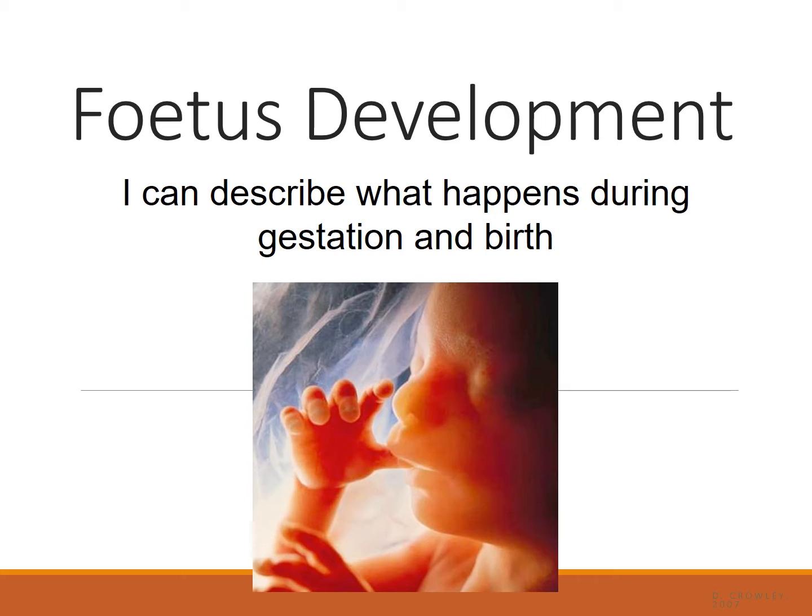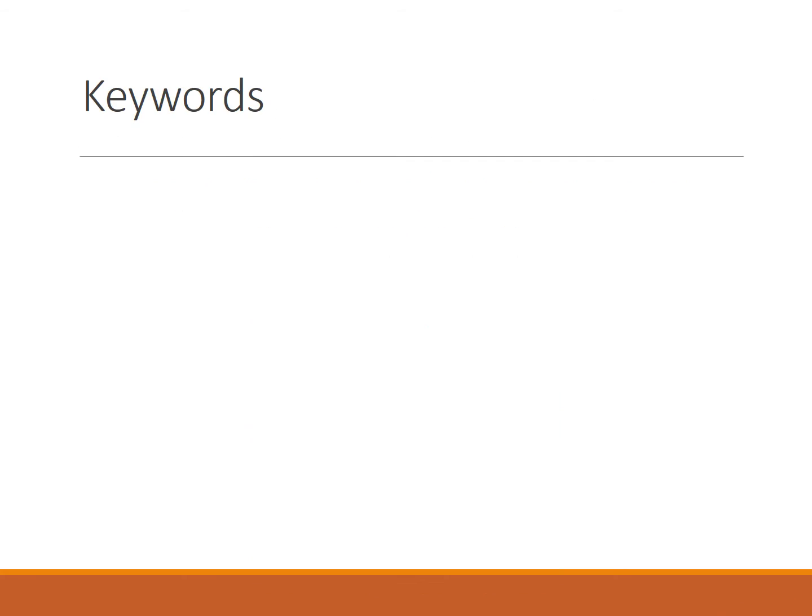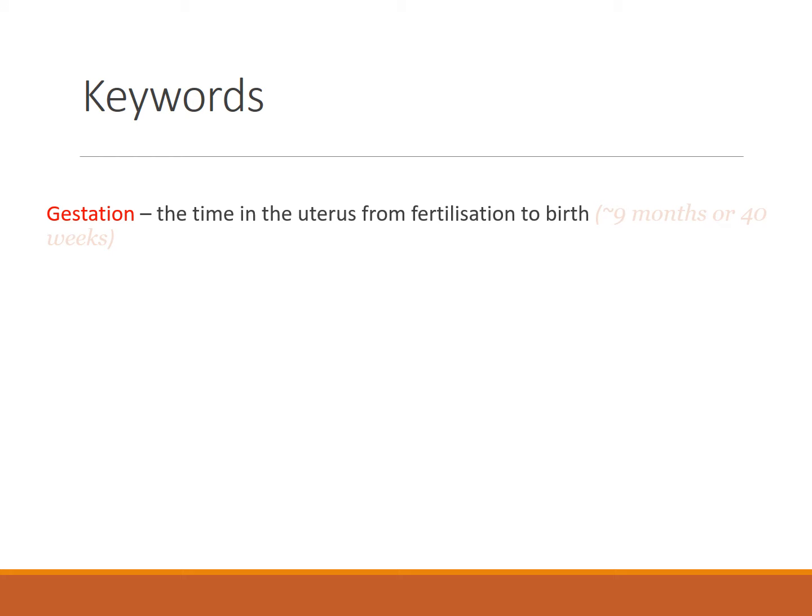Okay, so we're just going to dive on into this lesson today, and by the end of it, I would like, hopefully, for you to be able to tell me and describe what happens during gestation and birth. So, we're going to quickly talk about some of the key words today, what they mean and what they look like. So the first one obviously is gestation, because we've just talked about gestation and it's part of your learning objective, but I don't know whether many of you would have heard that word before.